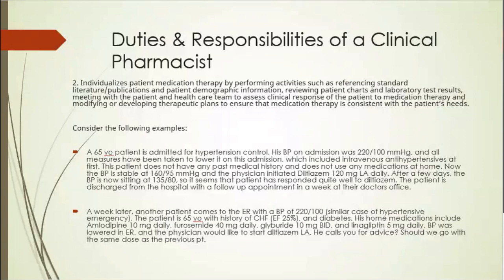A week later, after this patient, another patient comes in to the ER with a blood pressure of 220/100. Very similar, right? The patient is also 65 years old and has a medical history of congestive heart failure with an ejection fraction of 25% and diabetes. So this patient has past medical history now. His medications at home included amlodipine 10 milligrams daily, furosemide 40 milligrams daily, glyburide 10 milligrams twice a day, and linagliptin 5 milligrams daily.